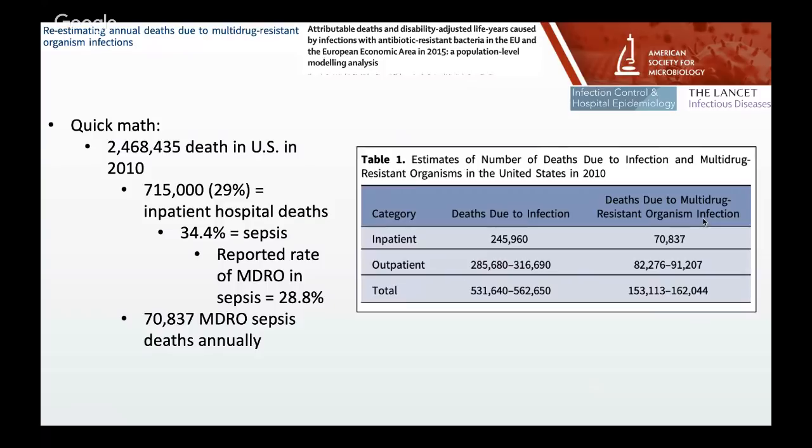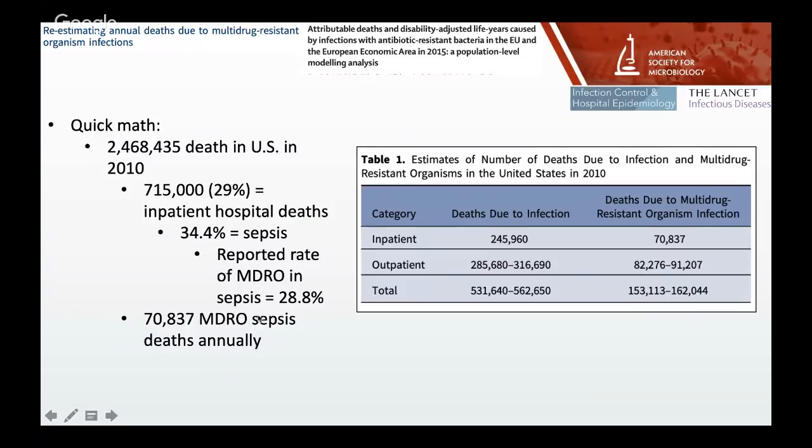And of the different types of organisms that cause sepsis in the United States, the reported rate of multi-drug resistant organisms is almost a third, 28.8%. And so if you do the math here, you can come up with 70,837 multi-drug resistant sepsis deaths annually.